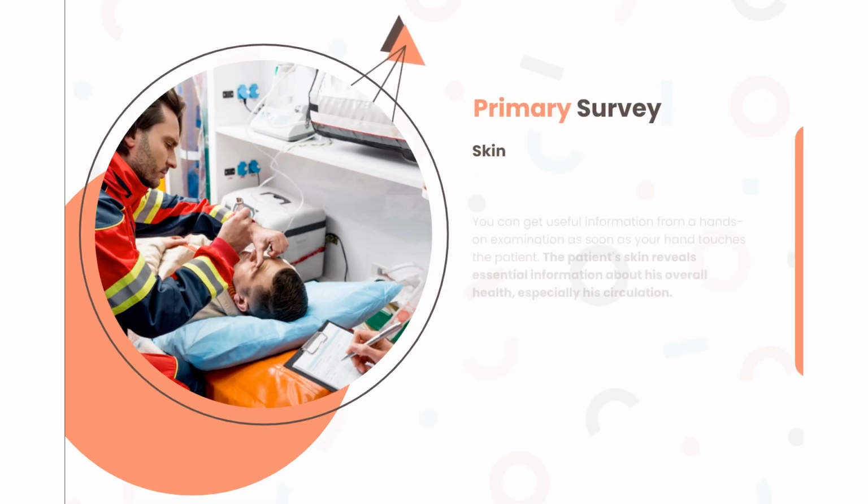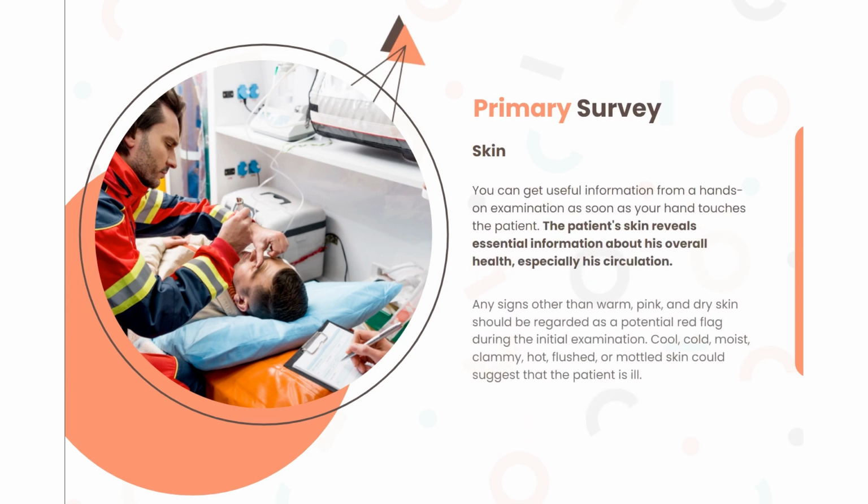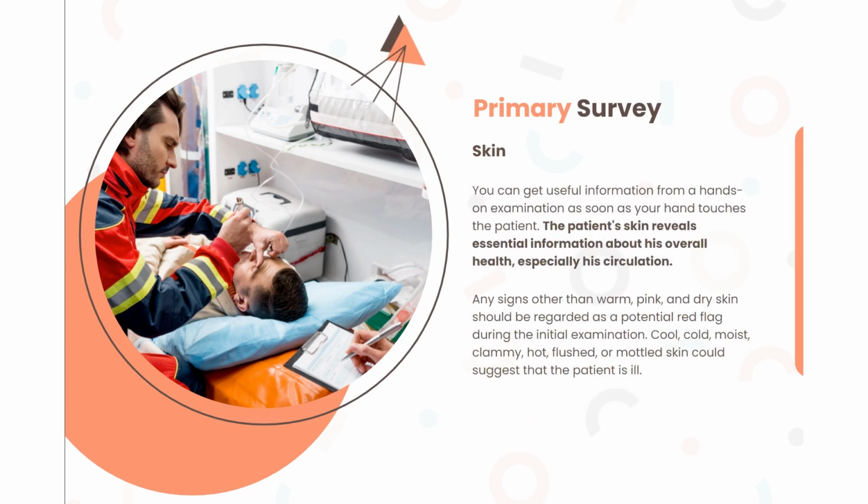Skin. You can get useful information from a hands-on examination as soon as your hand touches the patient. The patient's skin reveals essential information about his overall health, especially his circulation. Any signs other than warm, pink, and dry skin should be regarded as a potential red flag during the initial examination. Cool, cold, moist, clammy, hot, flushed, or mottled skin could suggest that the patient is ill.